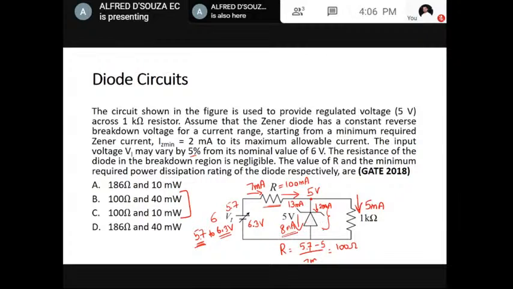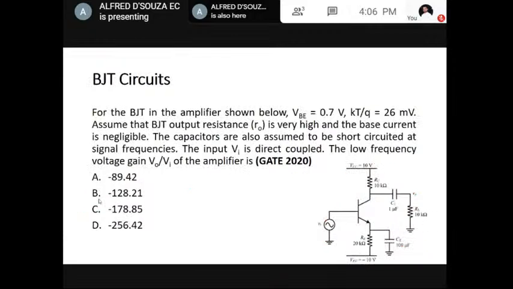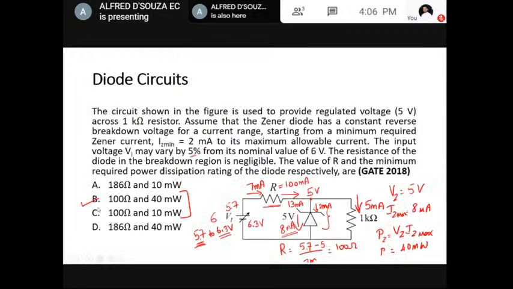So Zener voltage across Zener diode is Vz, which is 5 volt. Maximum Zener diode current that will flow is 8 milliampere. So Zener diode's power rating should be Vz into Iz max. So if you calculate, you will get power as 40 milliwatt. So the correct option is option B. So this is similar to the previous problem, and this has come in GATE 2018.